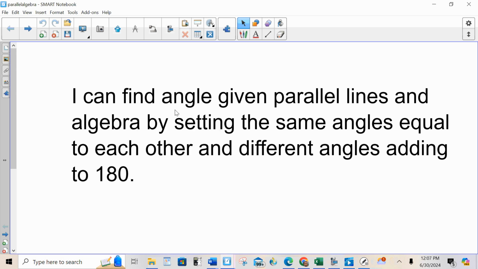Hello, I can find angles given parallel lines in algebra by setting the same angles equal to each other and different angles adding to 180. So we are basically building off of this picture.